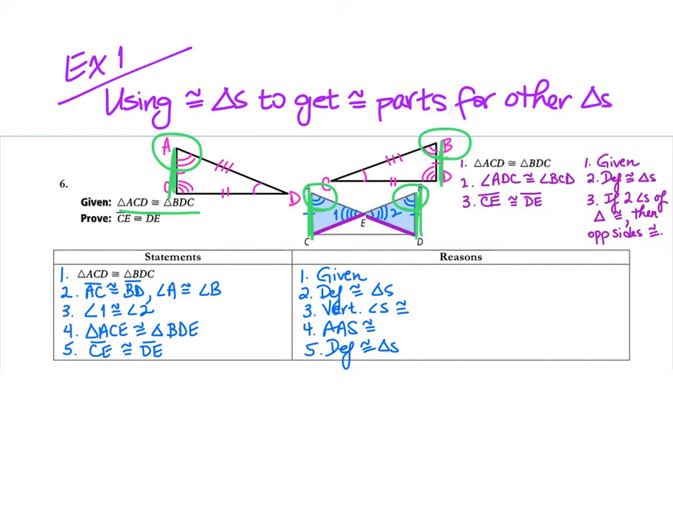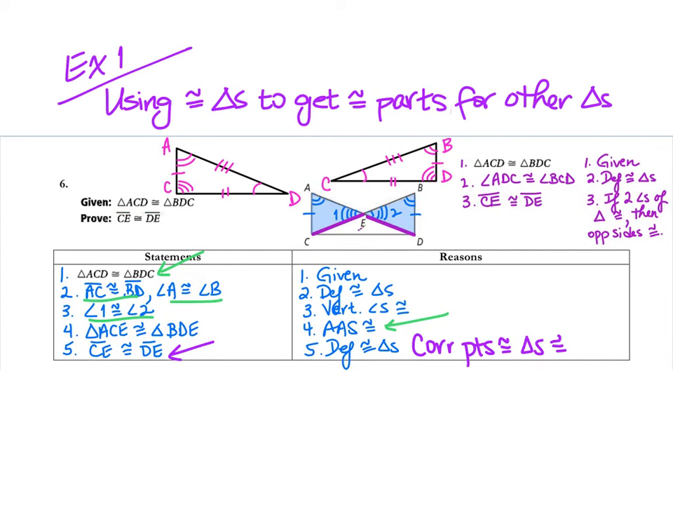Then, using the vertical angles that we know are congruent, we can prove the blue triangles congruent. So we've used the given congruent triangles, the congruent segments and angles from those triangles, then the vertical angles that we already knew were congruent in the blue triangles to prove the blue triangles are congruent by angle, angle, side. And then because they're congruent, that makes the corresponding parts congruent. So CE and DE are what we were trying to prove congruent, and they are now corresponding parts of the congruent triangles. So remember, you could have also written here corresponding parts of congruent triangles are congruent.